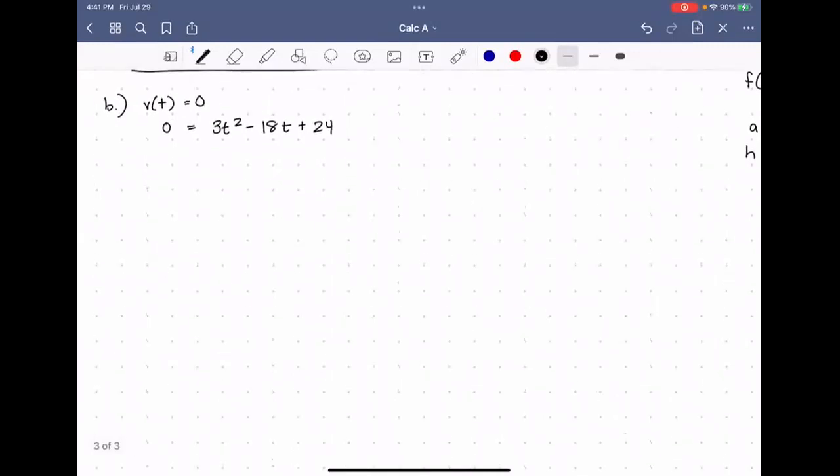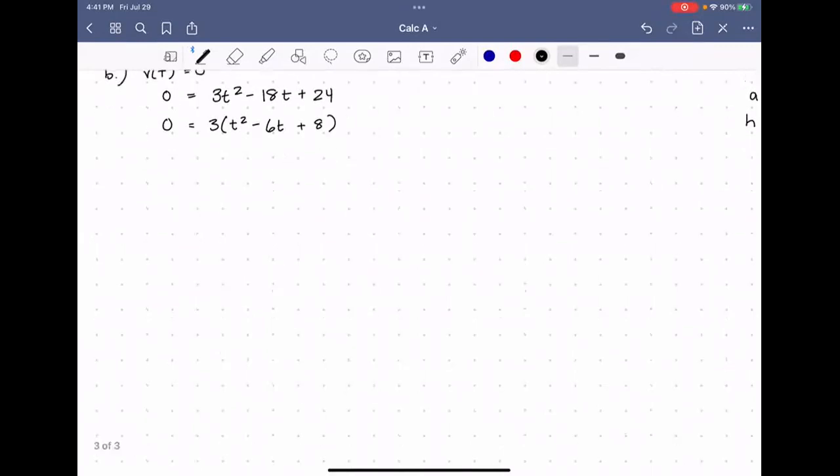Okay, we can go ahead and simplify this further by factoring things out. 3 times t squared minus 6t plus 8, which is equal to 3 times t minus 4, t minus 2.